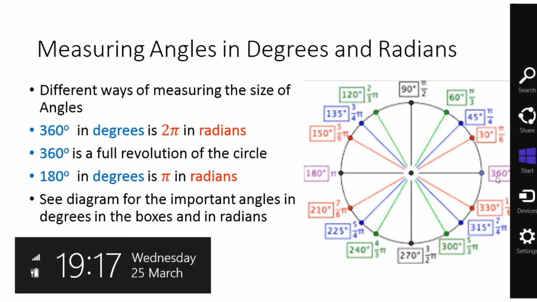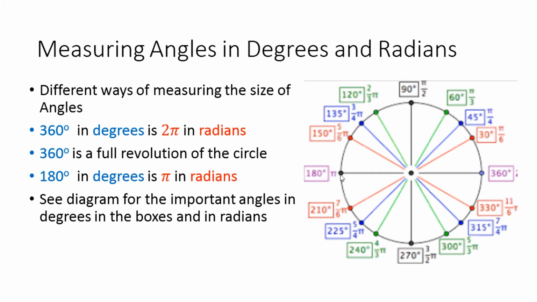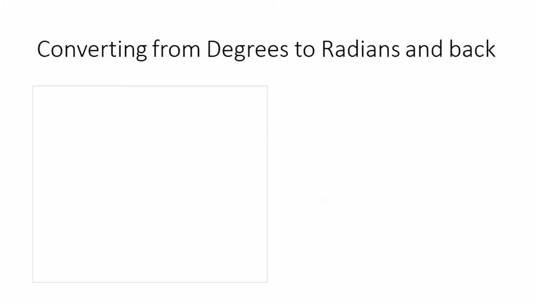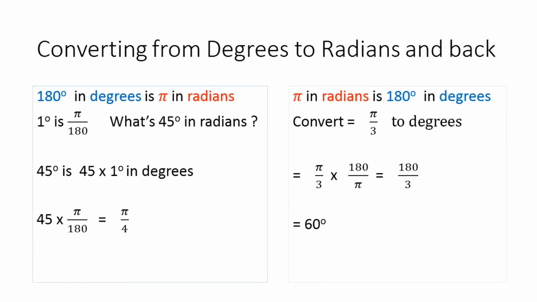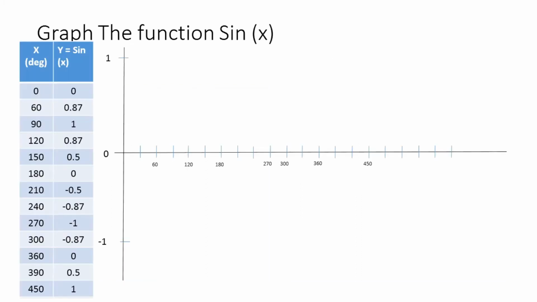So it's just a different measurement. So 360 degrees is 2 pi, 180 degrees is pi radians, and 90 degrees is pi over 2, and there is a full set of all of the major angles with their equivalent in radians. So to convert from degrees to radians and back, you use the calculation. 180 in degrees is pi in radians. So 1 degree is pi over 180, and then you just multiply it out. So 45 degrees is 45 multiplied by pi over 180. So that's how you convert from one to the other.